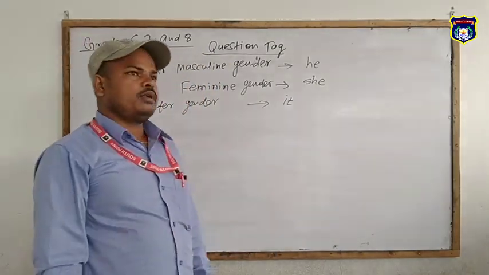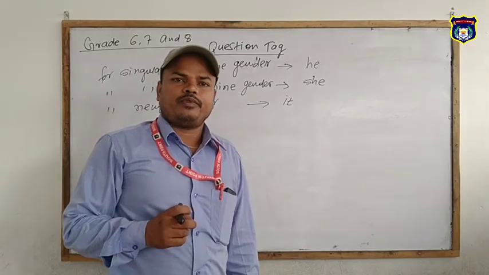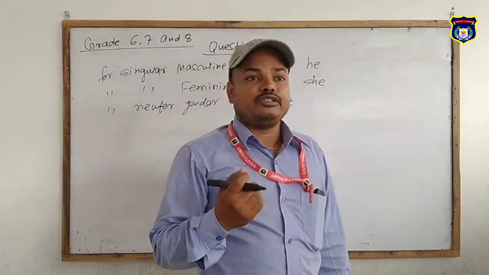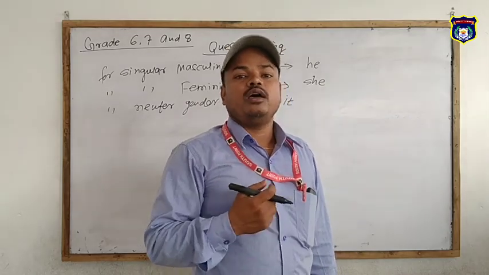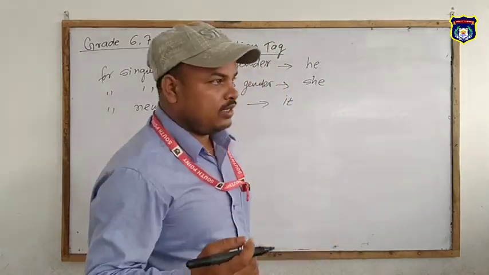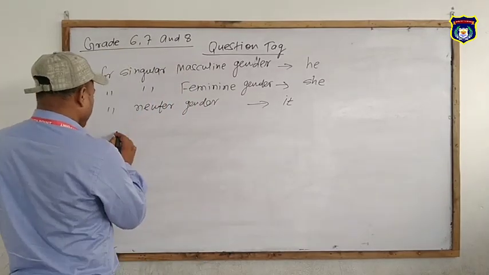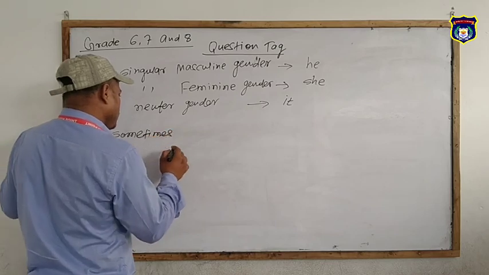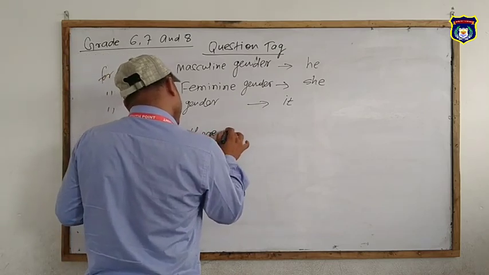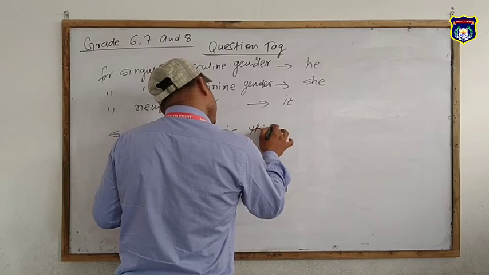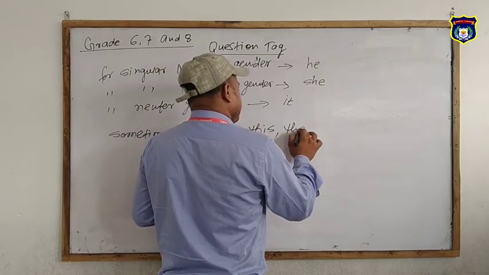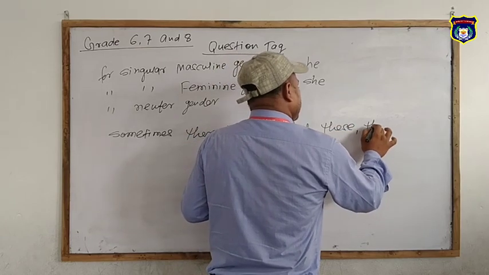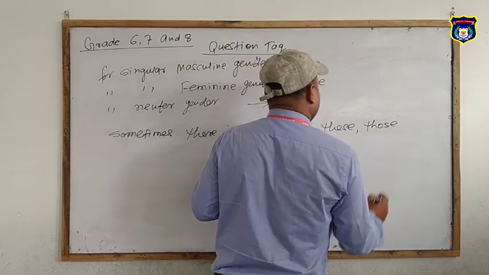Sometimes the sentence begins with this or that, these or those, the demonstrative forms. In these situations, how to solve the question tag? See the example.